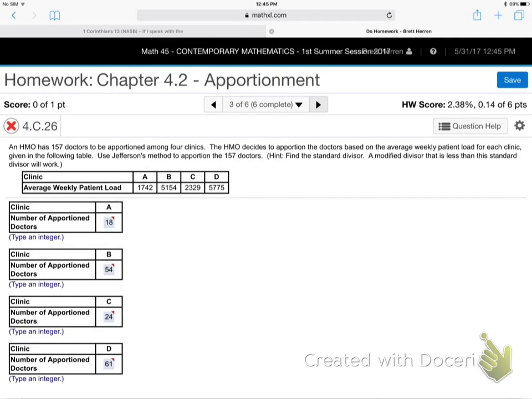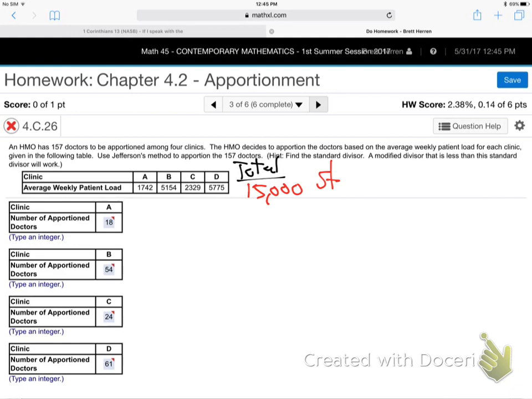So here's the Jefferson method. You start the same. You add them up. You got to get the total here. What is the total? I have no idea. 1742, 51, 54, 22, 29, 5775. I'm getting 15,000. Just add them up for the total.